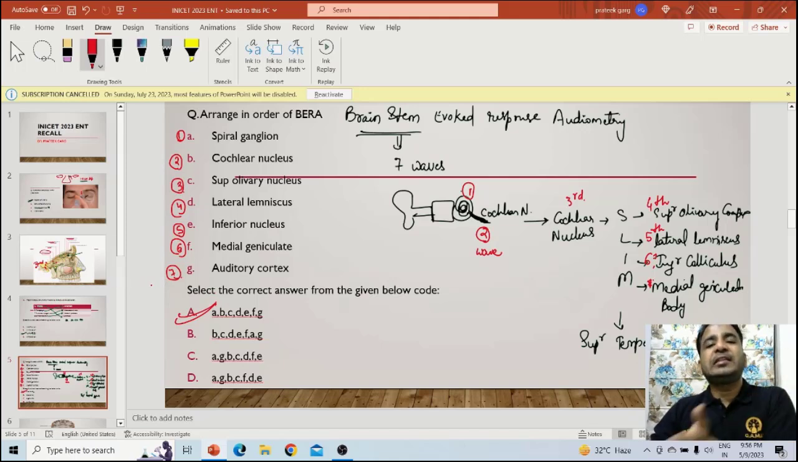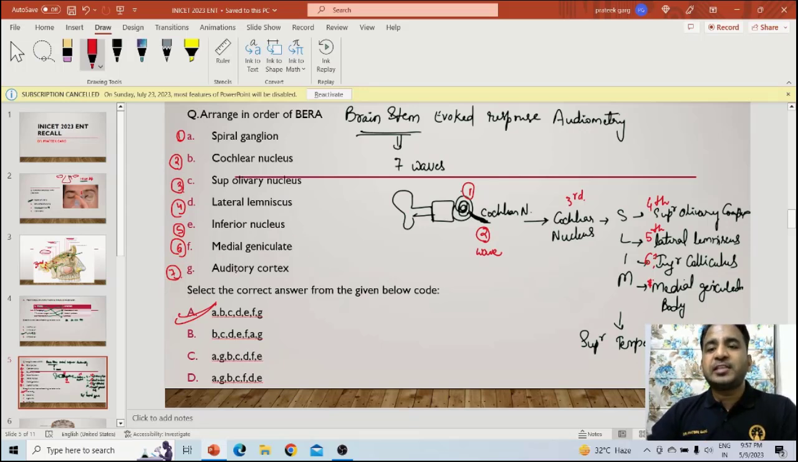Through BERA, we can detect a cochlear lesion, a retrocochlear lesion, or whatever the site of the lesion. We can get the idea that at this particular site, the lesion is there. We can detect a lesion of the cochlear nerve, the cochlear nucleus, the superior olivary complex or the lateral lemniscus, or whatever the reason is. So BERA is a very, very useful investigation.